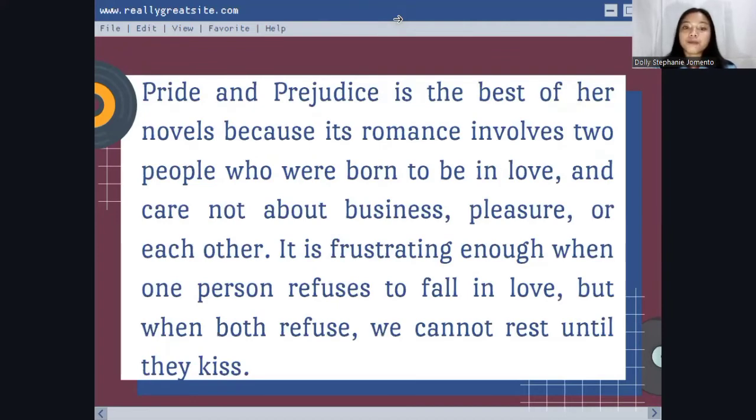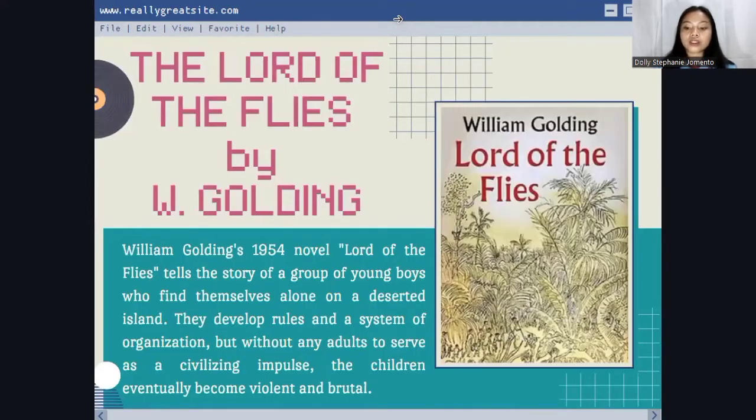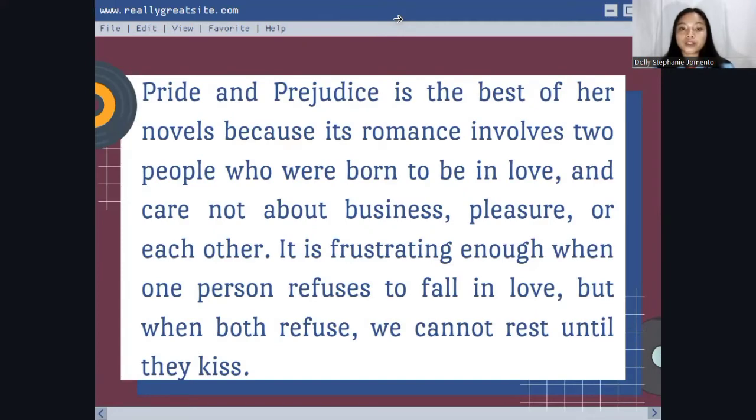So Pride and Prejudice is the best of her novels because its romance involves two people who were born to fall in love and care not about business, pleasure, or each other. It is frustrating enough when one person refuses to fall in love, but when they both refuse, we cannot rest until they kiss. So that's all for Pride and Prejudice, everyone. I hope you have learned something about this story, about how it relates to the Victorian period, how women are in the Victorian period, and how important it is in this era and in this time.